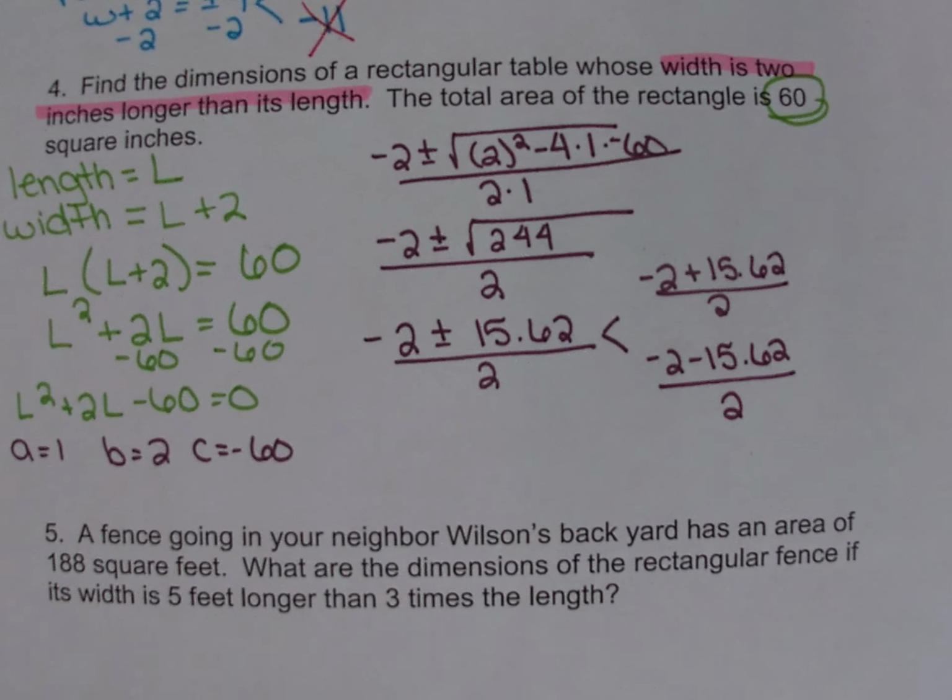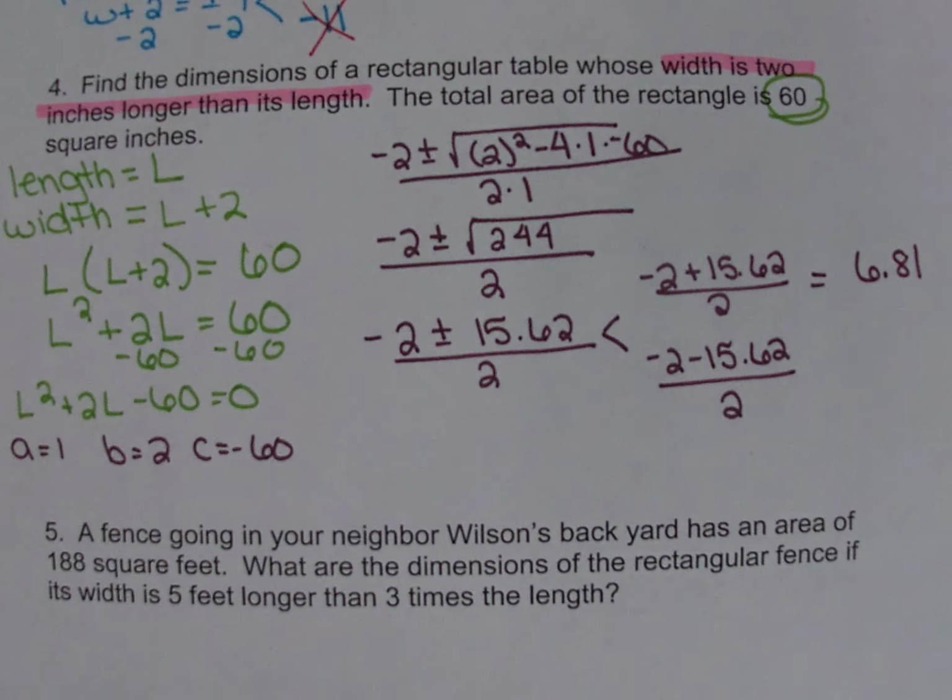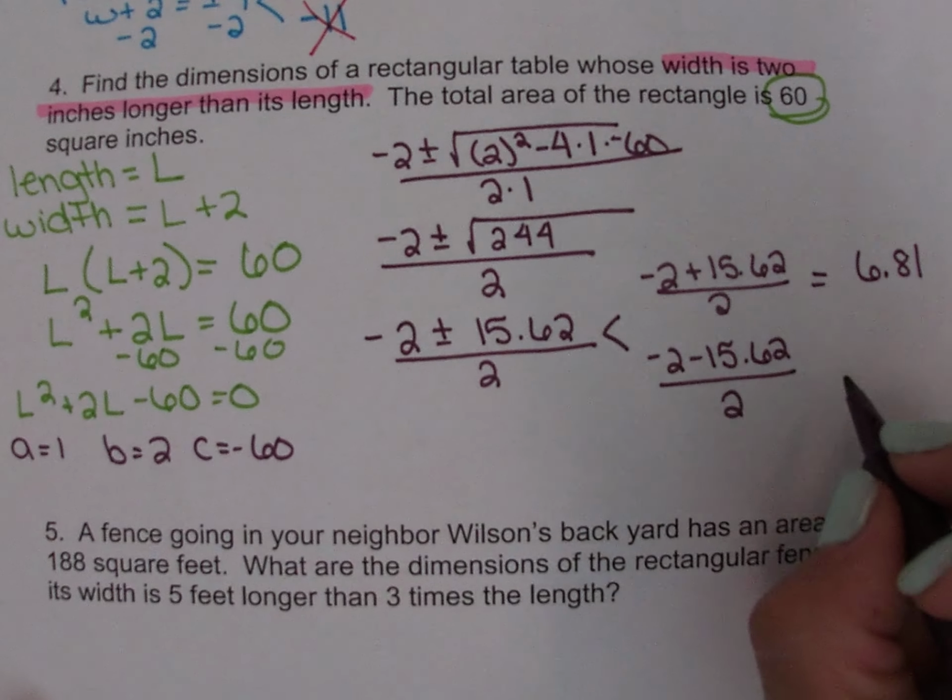Right? It is appropriate to round when we are ready for a label and that label doesn't make sense in the format it's given. So I'm just calculating both of these options. This gives me a 6.81. Remember, you have to do -2 minus 15.62 equals, and then hit divided by 2 in your calculator.